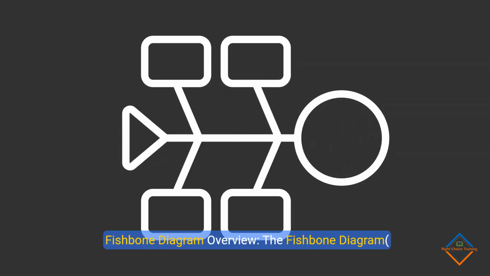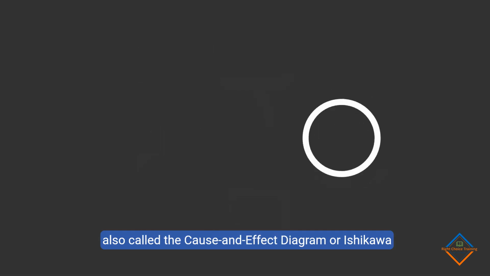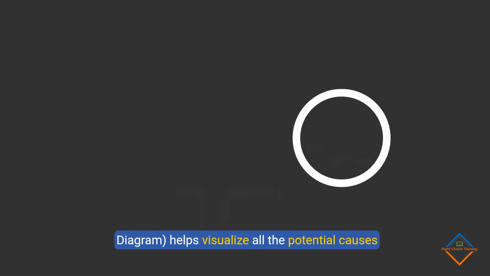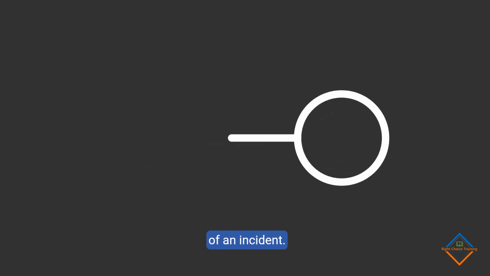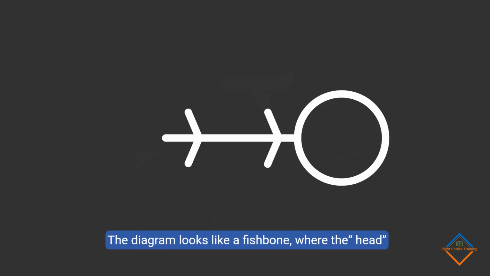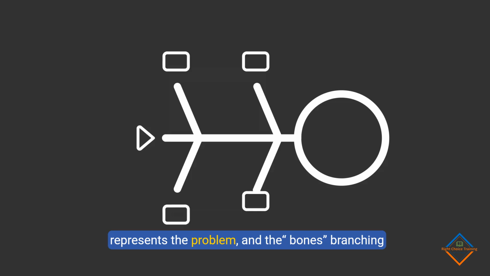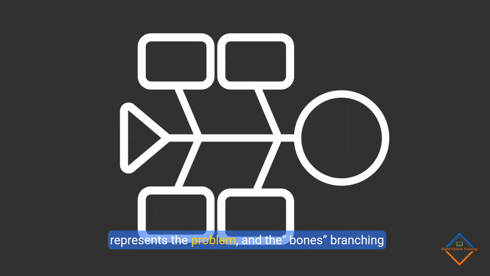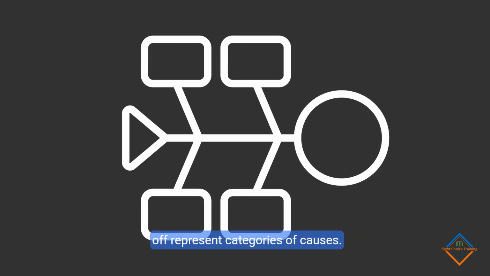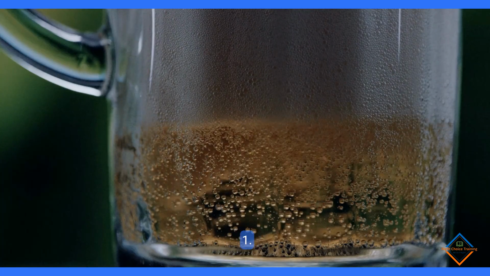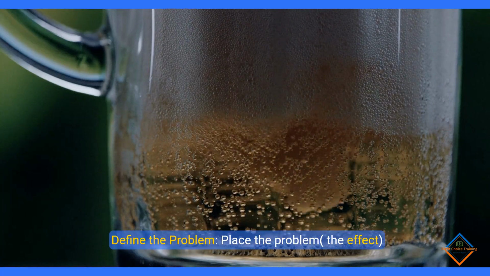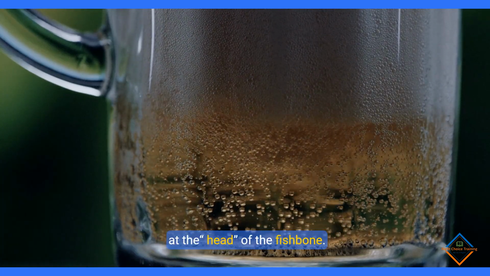2. Fishbone Diagram. Overview. The Fishbone Diagram, also called the Cause and Effect Diagram or Ishikawa Diagram, helps visualize all the potential causes of an incident. The diagram looks like a fishbone where the head represents the problem and the bones branching off represent categories of causes. Steps. 1. Define the problem. Place the problem, the effect, at the head of the fishbone.